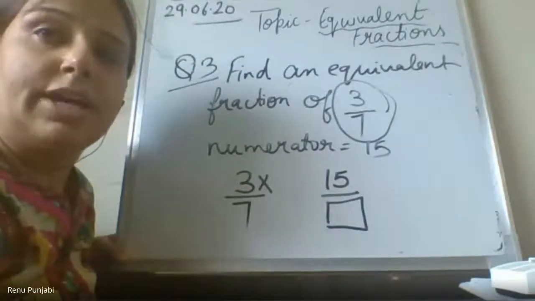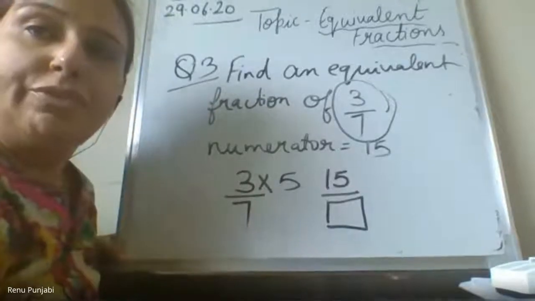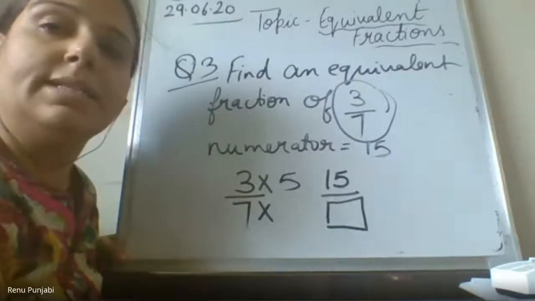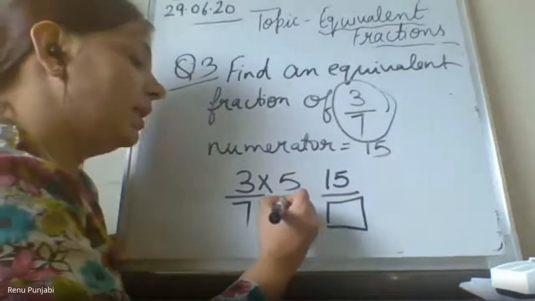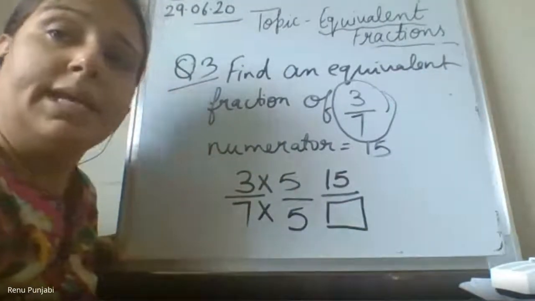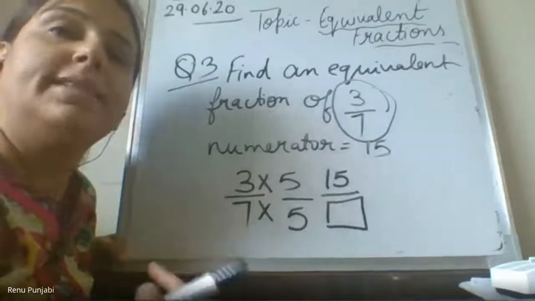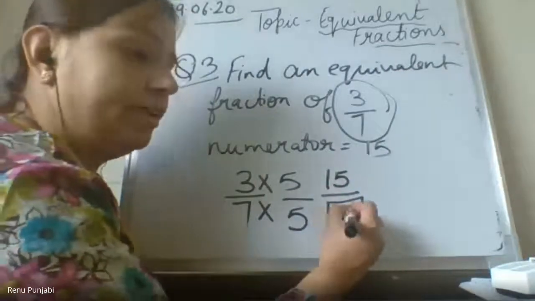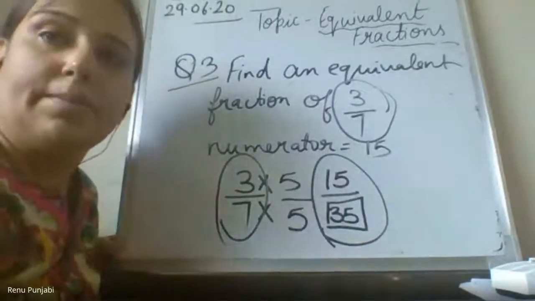Please write the answer in the chat box. Yes, Nishika. Neeral? 3 5s are 15. Now, what will come here? Please write in the chat box. Yes, here also 5 will come, because as I said in the beginning, the numerator and the denominator multiply with the same number to get the equivalent fraction. So 7 5s are 35. This way we got one more equivalent fraction, same as 3 upon 7.